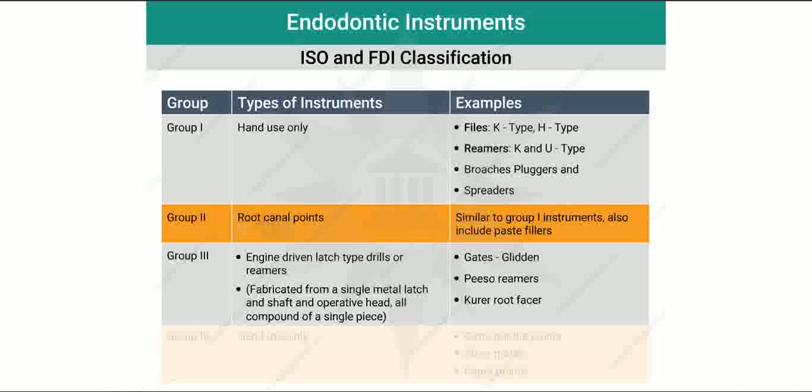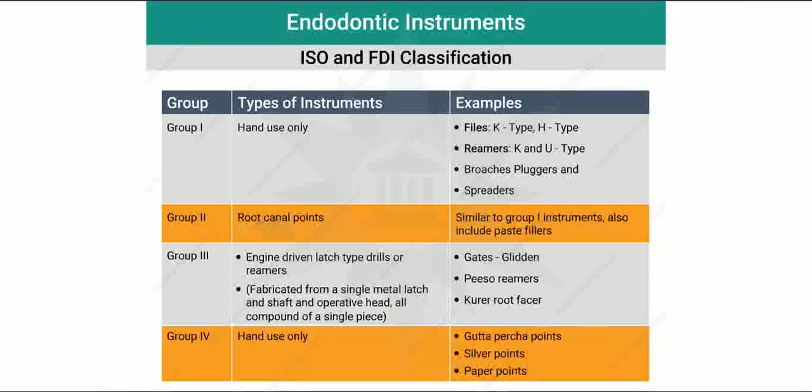For example, Gates Glidden drills, paeso reamers, etc. Under group 4, root canal points are added. Examples include gutta-percha points, silver cones, paper points, etc. Coming to standardization of endodontic instruments.